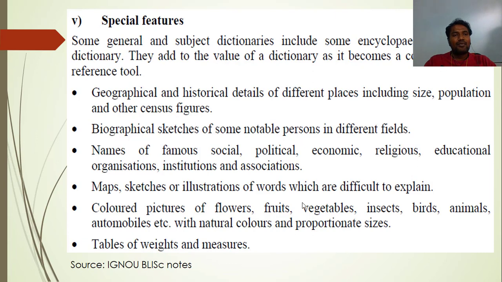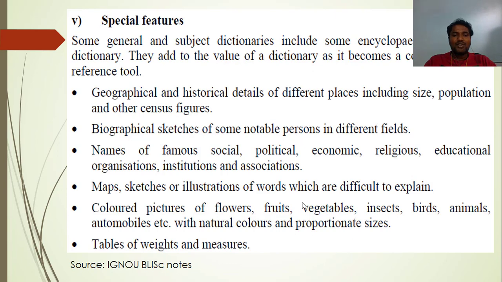Special features. Some general and subject dictionaries include some encyclopedia features. They add to the value of the dictionary as it becomes a convenient, ready reference tool. Geographical and historical details of different places, including size, population, and other census figures. Biographical sketches of some notable persons in different fields. Names of famous social, political, economic, religious, educational organizations, institutions, and associations.